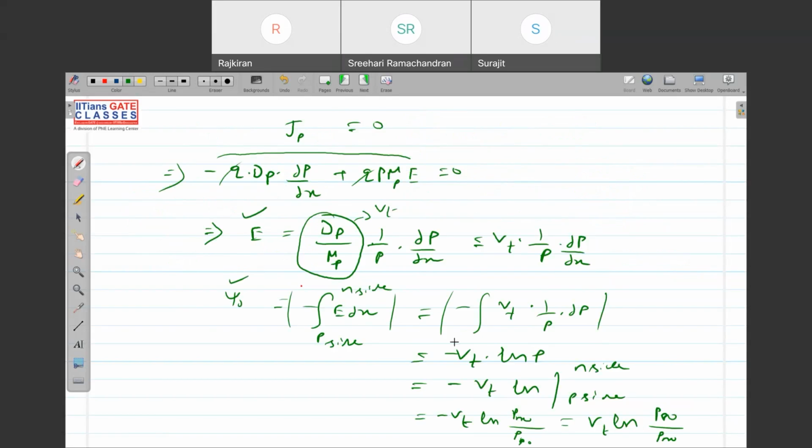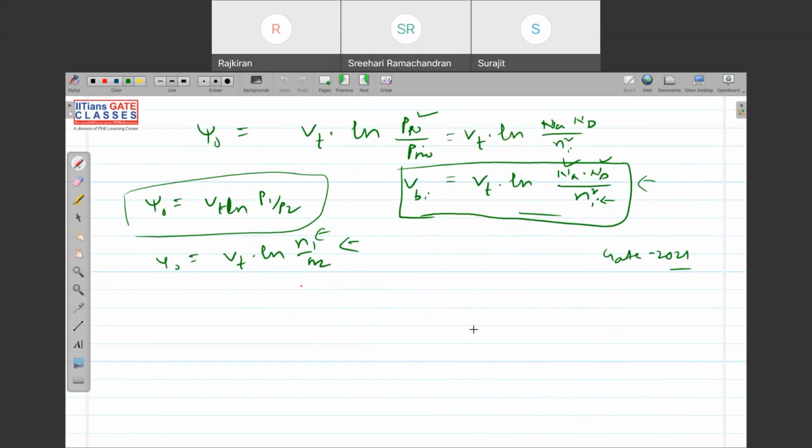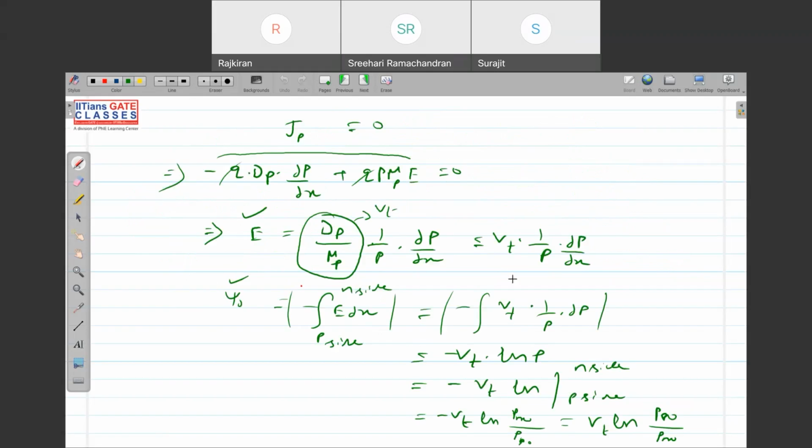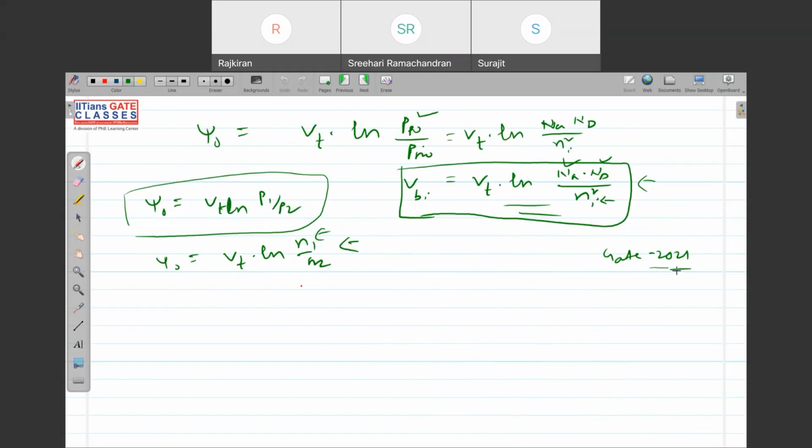Clear. Since this was not understood properly, the question came like this, not straightforward. They won't give you NA, ND, Ni to directly put in the formula and get the answer. So you should be ready: if you need to derive, you have to derive. On this concept, the question came in 2021 only, for 2 marks. You have studied so hard, mugged up hundreds of formulas, but GATE is not like that. You can't just mug up and vomit in the exam.